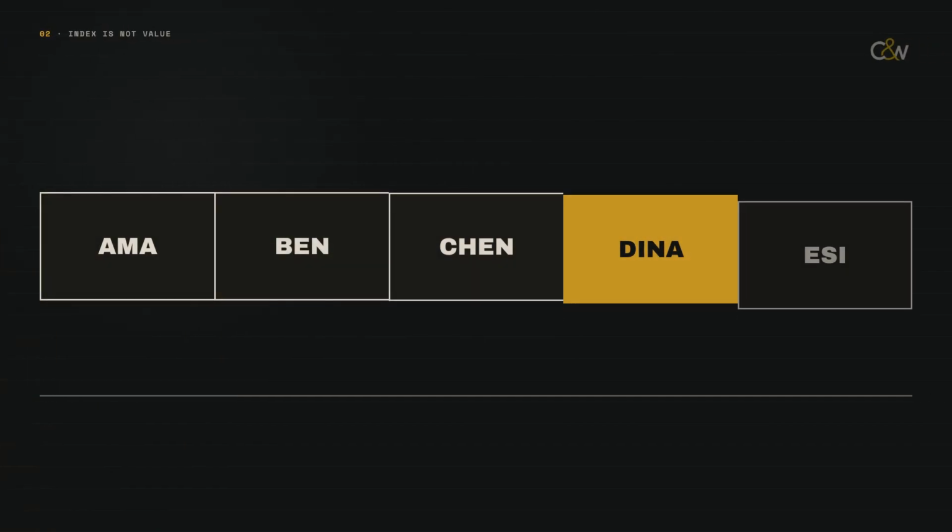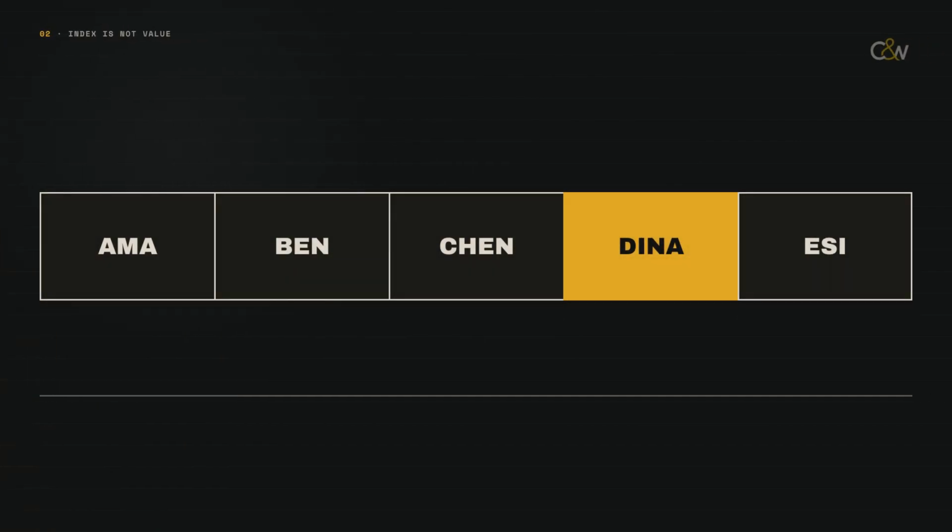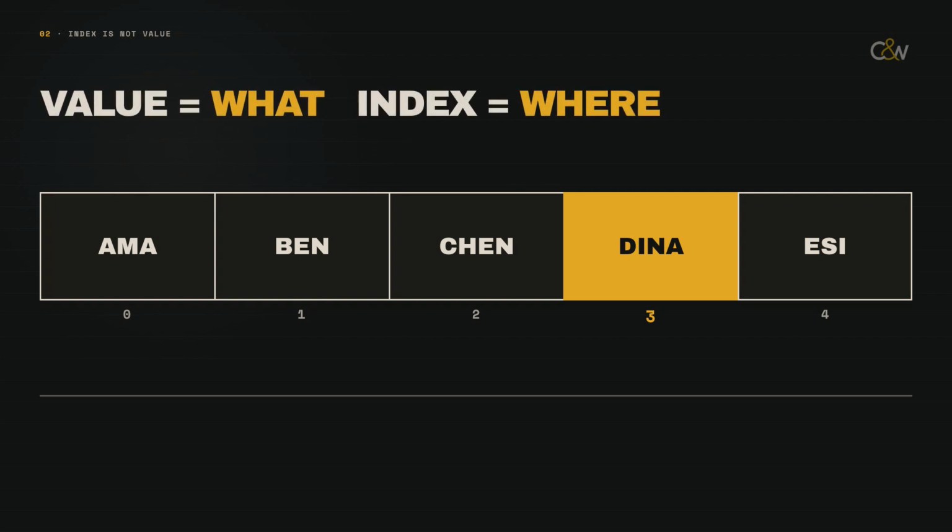Let's build one array of names: Amma, Ben, Chen, Dina, and Essie. Each name is a value. The small number beneath each box is its index, 0, 1, 2, 3, 4. The value answers what is stored here. The index answers which position should I visit. Don't mix them up. Dina is a value. 3 is Dina's index in this array.